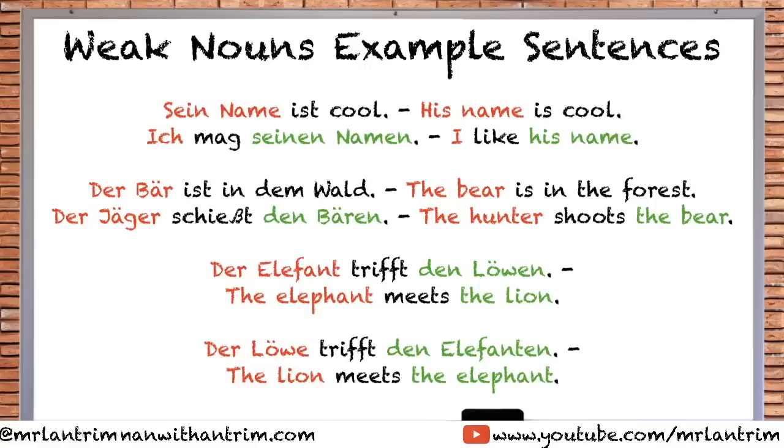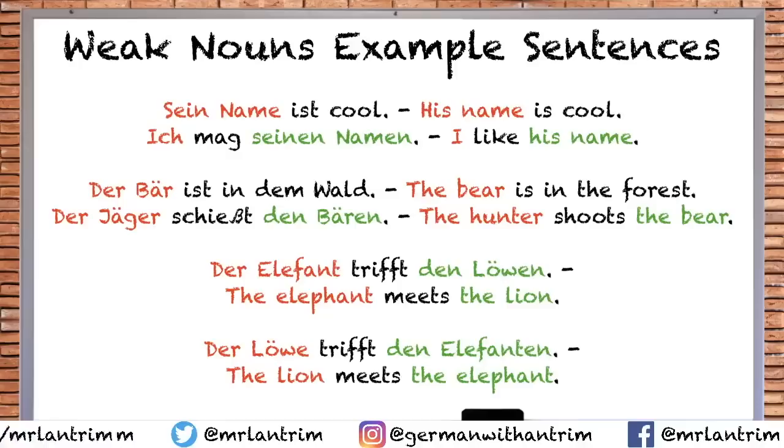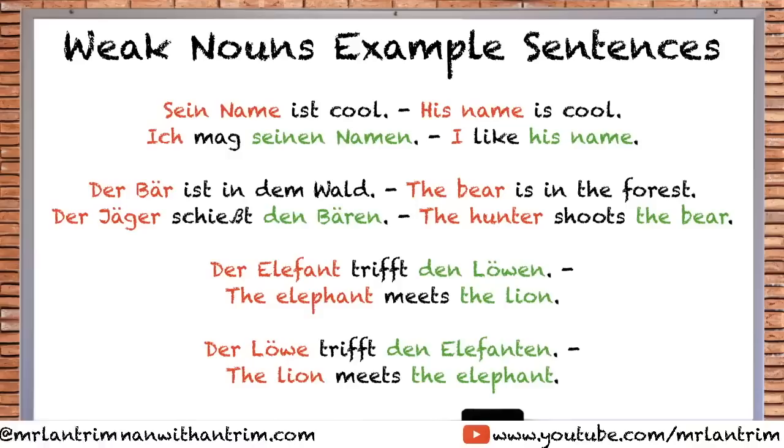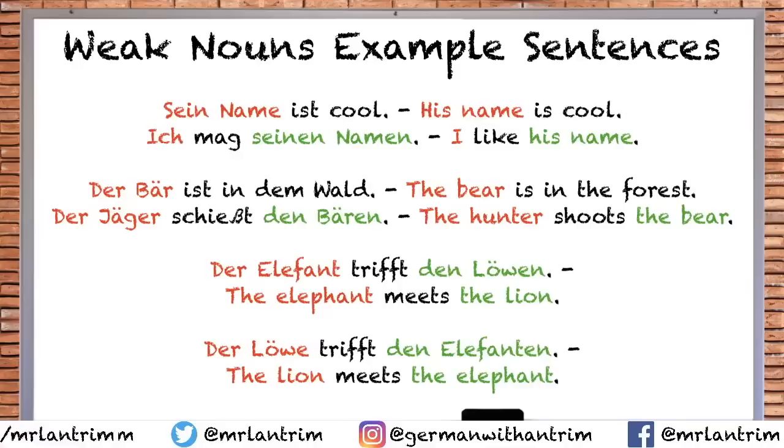So the point here is a weak noun is a noun that requires an n or an en at the end of it whenever it's used in the accusative, dative, or genitive cases. In the nominative, they're just der, as in der Löwe, der Elefant, der Bär, der Name. All of those just have their normal endings, but in the accusative, dative, and genitive cases, they require an N or EN. That's what a weak noun is.